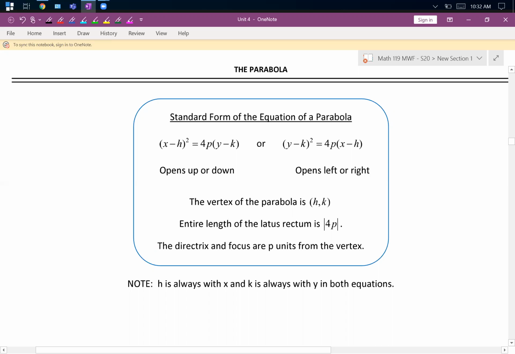The entire length of the latus rectum is 4p. The directrix and focus are p units away from the vertex. So with the parabola, we don't have that c that we use to identify the foci. We're going to be using the p, and the p is right here in our equation. So it's really important that we get these parabolas into the standard form so that we can identify the p.